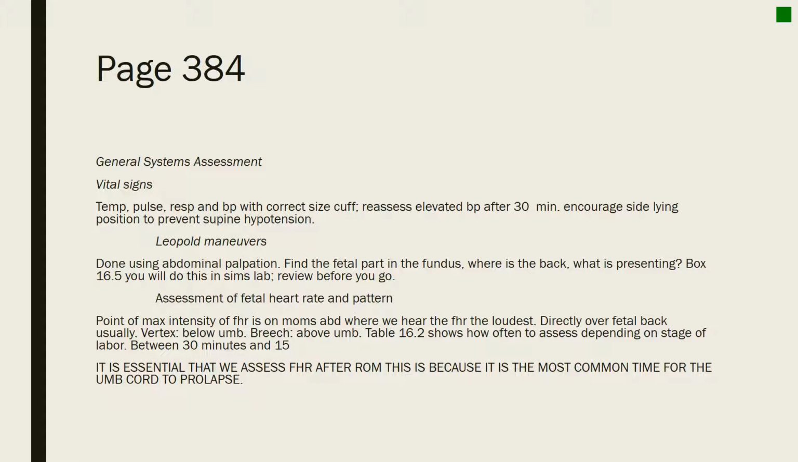I guess probably the most important thing on this slide is that we assess the fetal heart rate after rupture of membranes, no matter how they're ruptured, because it's the most common time for that cord to prolapse or to follow the fluid out, and then sometimes the baby's head will cork in there and cause a medical emergency.